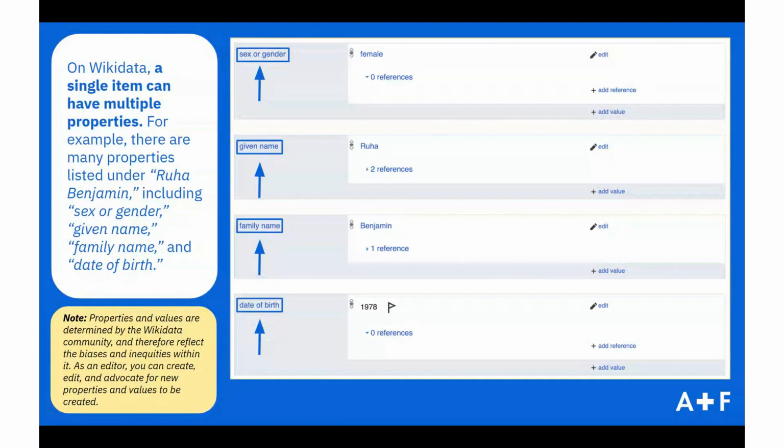These properties are from Benjamin's Wikidata item. Date of birth is a property that should have a reference associated with it, but it does not. For this reason, there is a flag next to the value. Properties are created by the Wikidata community and reflect the biases and inequities of those who created them. As an editor, you can create, edit, and advocate for new properties and values to be created.